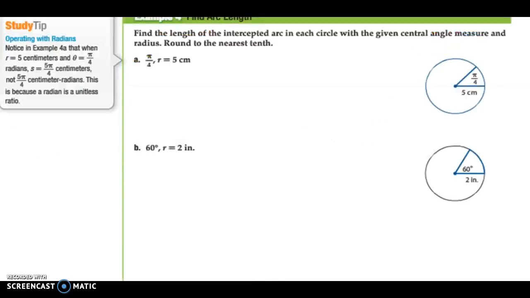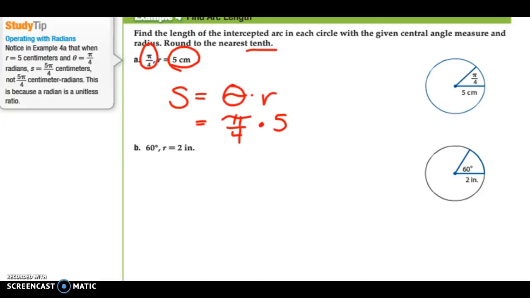So let's look at this one right here. It says find the length of the intercepted arc in each circle with the given central angle measure and radius. Round to the nearest tenth. Okay, so the first one right here is my angle, pi over 4, and my radius is 5. So we again look at the equation. S is equal to theta times the radius. Theta is my angle in radians, which is pi over 4, times my radius, which is 5. So my arc length is going to be 5 pi over 4 centimeters.